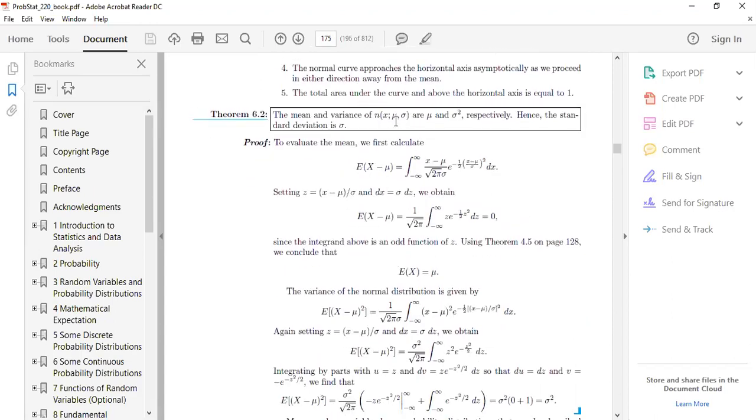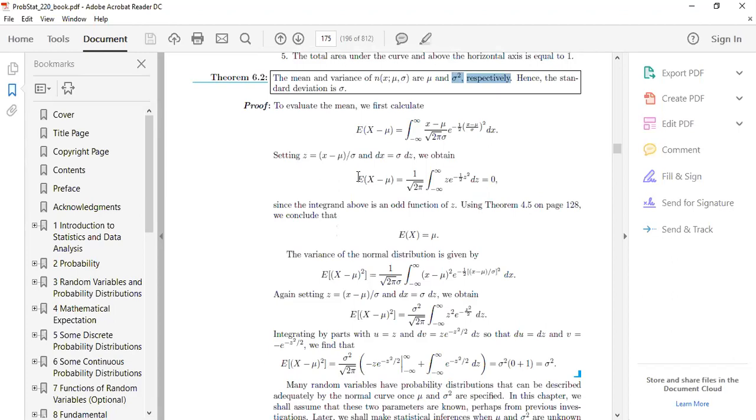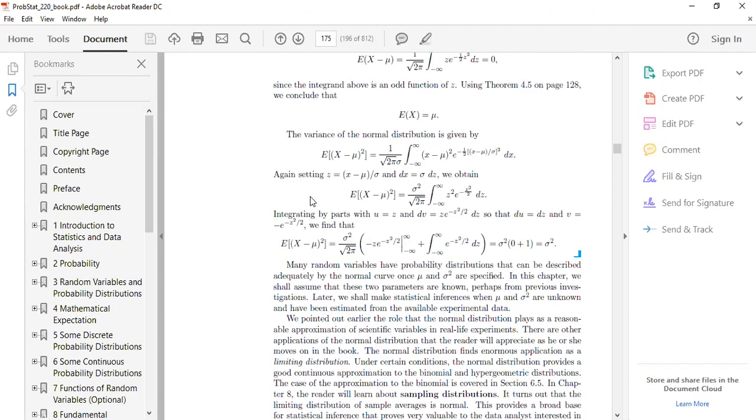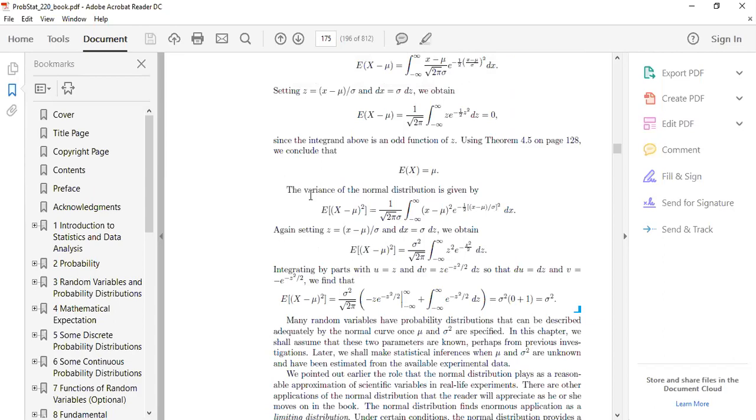The mean and the variance of the normal curve are nu and sigma square respectively, and the standard deviation is sigma, because the positive square root of variance is always the standard deviation. We know this thing, and there is a proof over here. I don't want to go into this one, so let's skip that part, but I would like to give you some of the information at this stage.